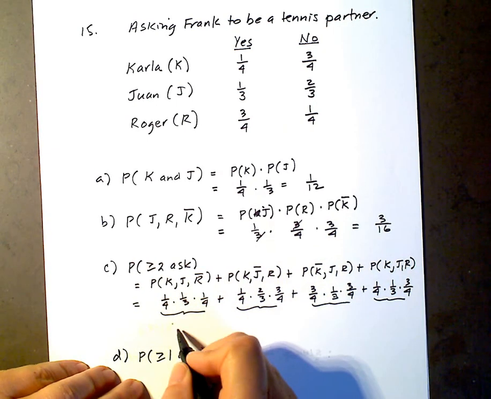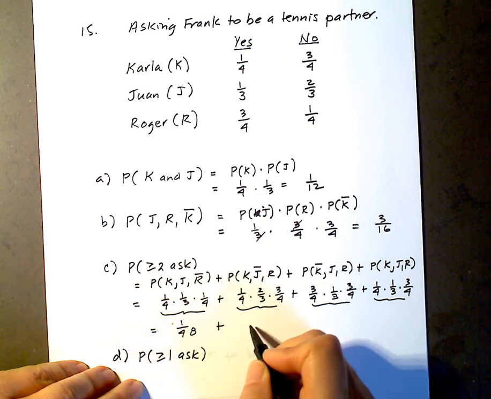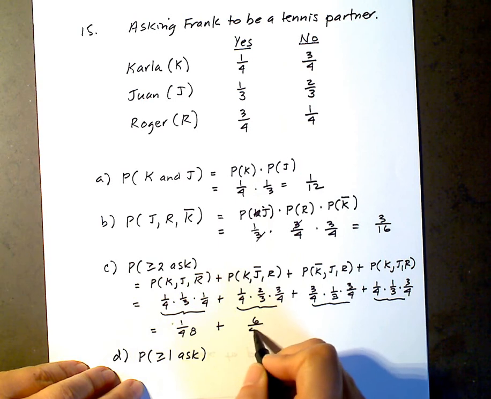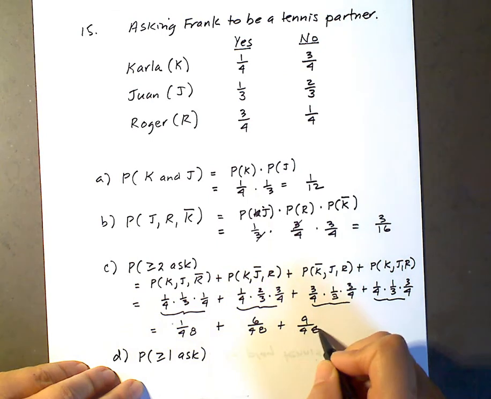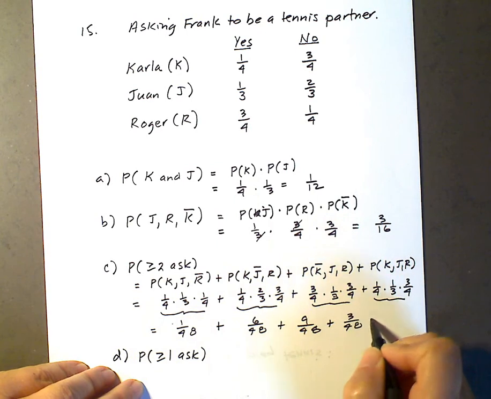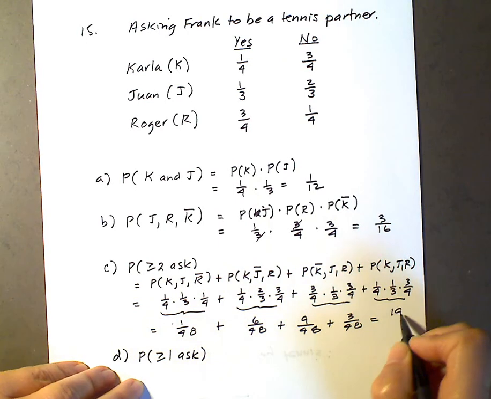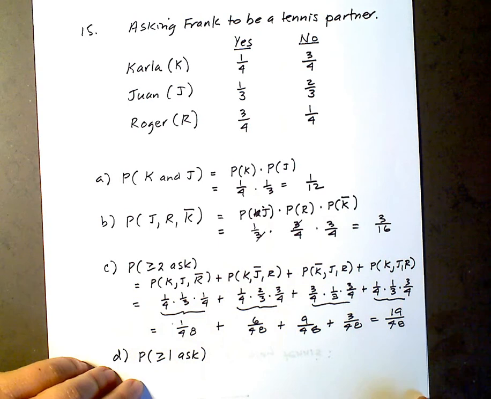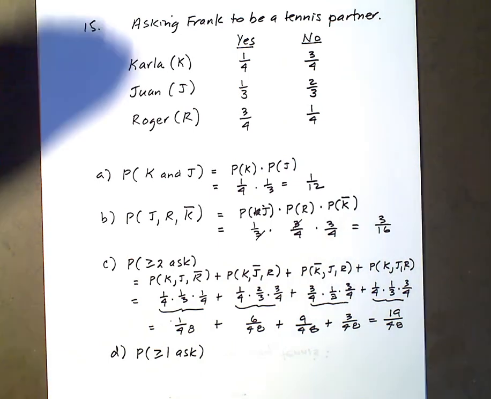So this is going to be 1/48, 1/48, 1/48 plus 6/48 plus 9/48, oops, plus this would be 3/48. So 1 plus 6, 7, plus 3, 19 over 48. So getting up, what percentage is that? 19 divided by 48, 39, 40%, getting kind of a 40% chance that 2 or more will ask.